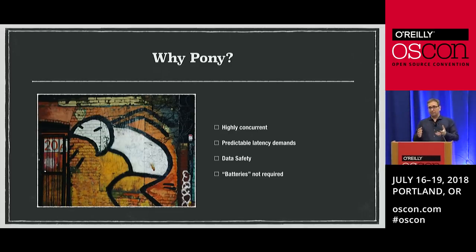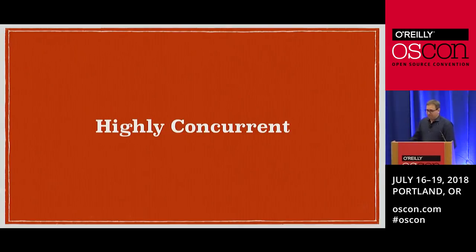Data safety. If you've ever written C or C++ and you haven't had data safety problems, you're awesome and you're a better programmer than me. I have a whole series of rules that I've taught myself over the years to avoid them, and I still regularly mess it up anyway. And lastly, one of the really important things for us was that batteries were not required, like in the way that people talk about Python, hey, look at all these batteries. We did not need a lot of batteries. Because of the requirements that we had, we were going to be writing a lot of stuff from scratch.